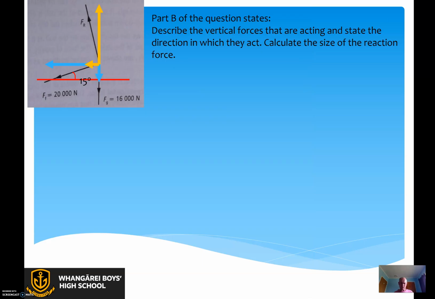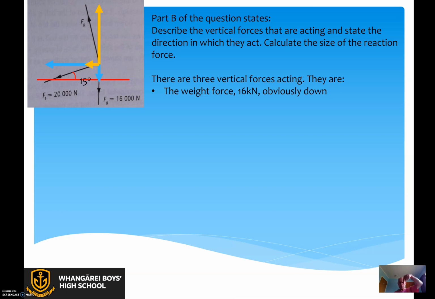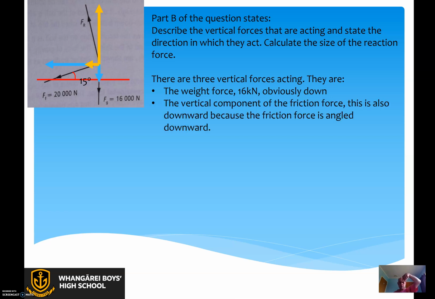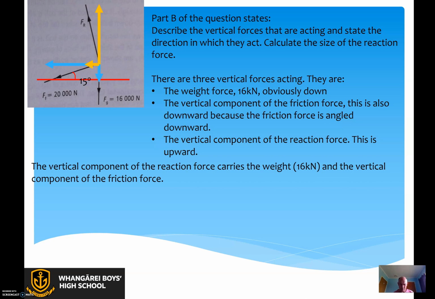Part B of the question says, describe the vertical forces that are acting and state the direction in which they act. I've sort of done that already. Calculate the size of the reaction force. I'll do that in the second half. So, three vertical forces acting. They are the weight force, 16 kilonewtons down. The vertical component of the friction force, this is also down because the friction force is angled downwards. The vertical component of the reaction force is upwards, and that's what's supporting those other two. The vertical component of the reaction force carries the weight and the vertical component of the friction force.